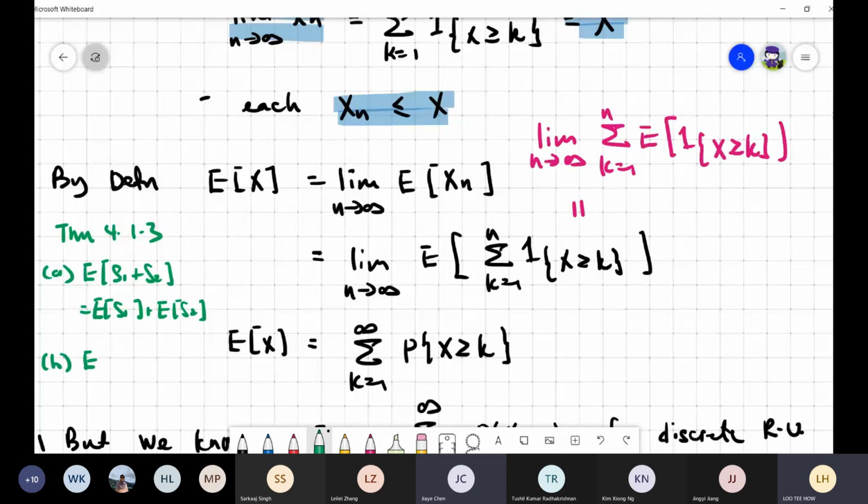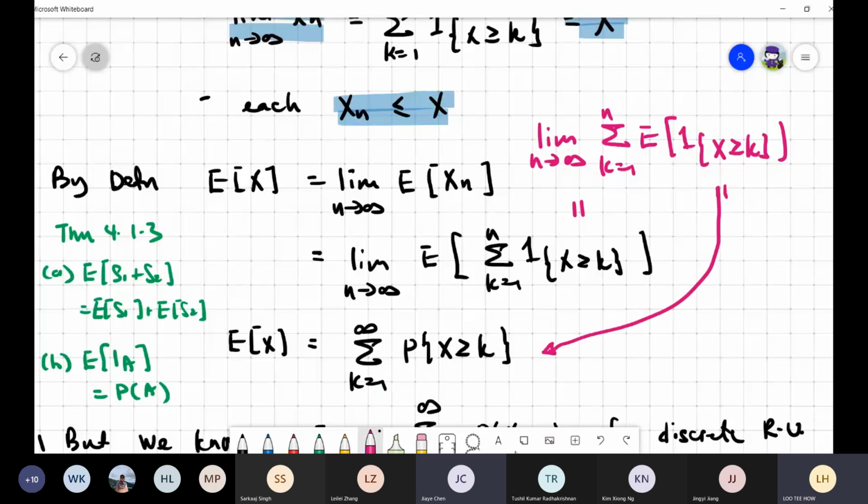B says that E of indicator 1A is equal to P of A. Right? So that's why this one will be equal to the limit as n goes to infinity, summating k from 1 to infinity. I think it's clear. So this is how we get it. Right, so I think we're using this. So then this will become, I think it comes directly to here.